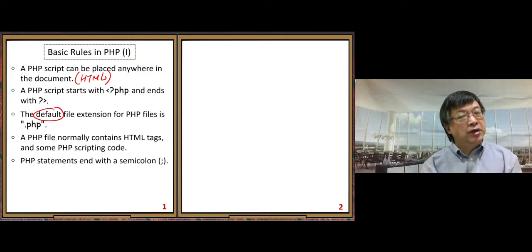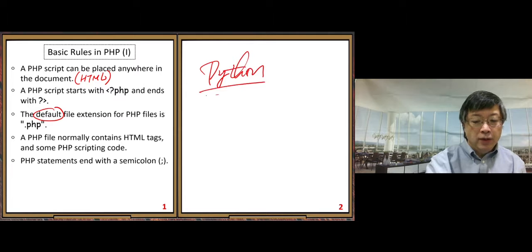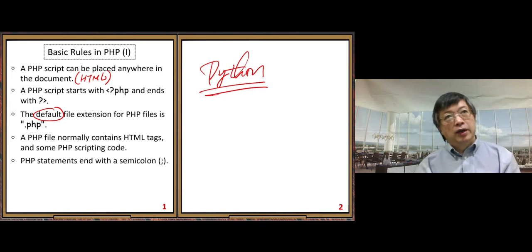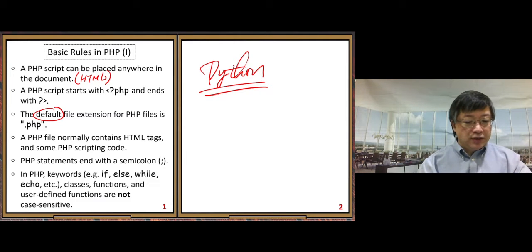But there is another special case, an exception: Python. Later I will record a few videos for an introduction to Python. In Python, you do not use a semicolon to mark the end of the statement. So that's very special. All right, so let's continue.